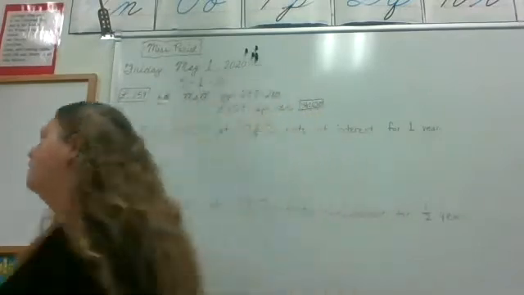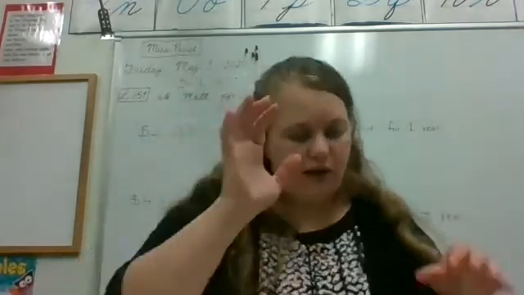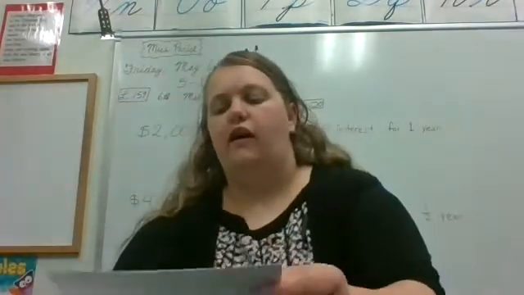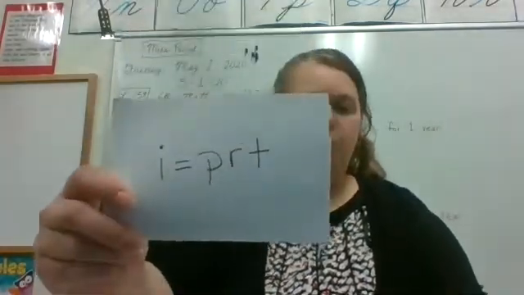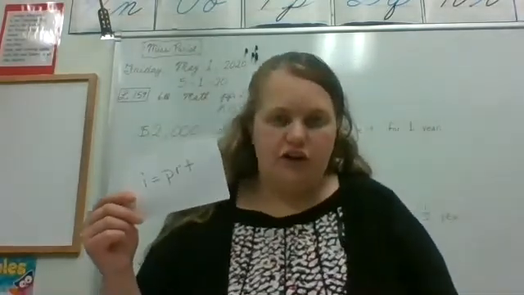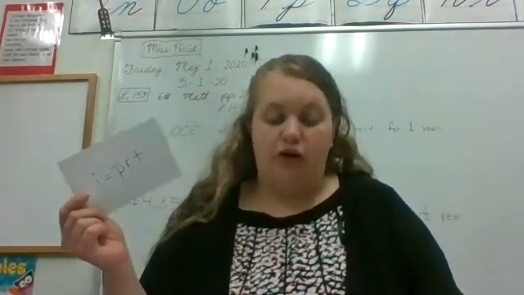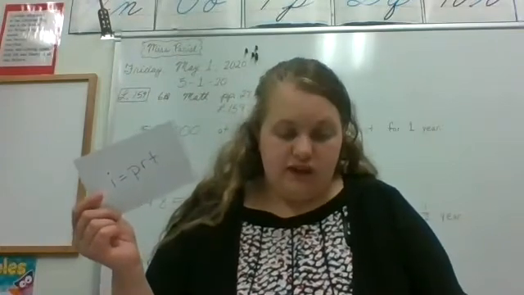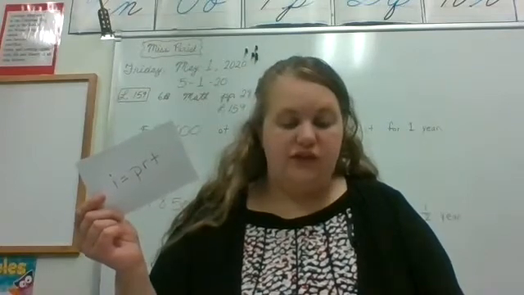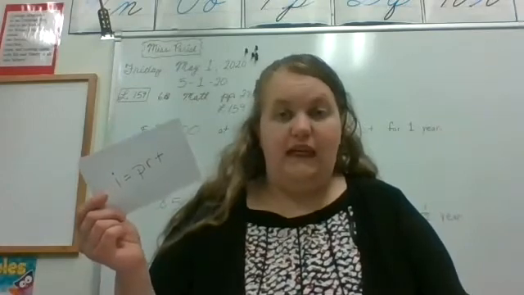So let me move this. All right, so at the top of your page, simple interest is found by using the following formula. I equals PRT. I stands for interest, okay? It's the fee charged for using money. P is principal. That's the money borrowed or loaned. Rate of interest is the percent of the principal that is charged on a loan or paid to a depositor. And T is time, period of loan in years, okay?